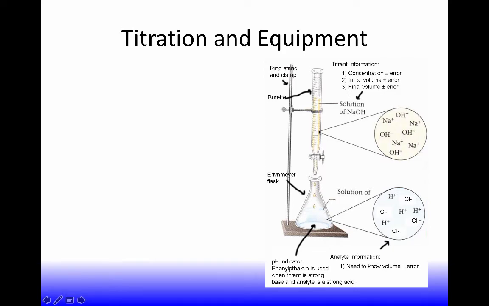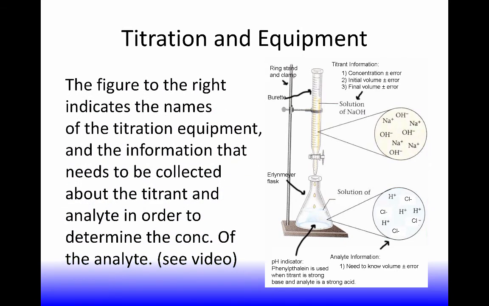So if we pick a strong base like sodium hydroxide and a strong acid like hydrochloric acid, what we typically use is phenolphthalein because it's going to change from clear to pink right at the moment the number of moles of hydroxide ions equals the moles of hydrogen ions. So that figure, like I said, names all the equipment. It also shows the information that you need to collect in order to do all the quantitation that you need.